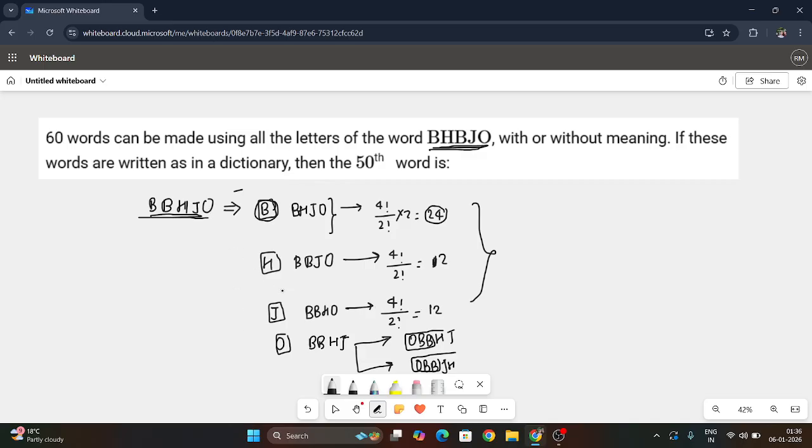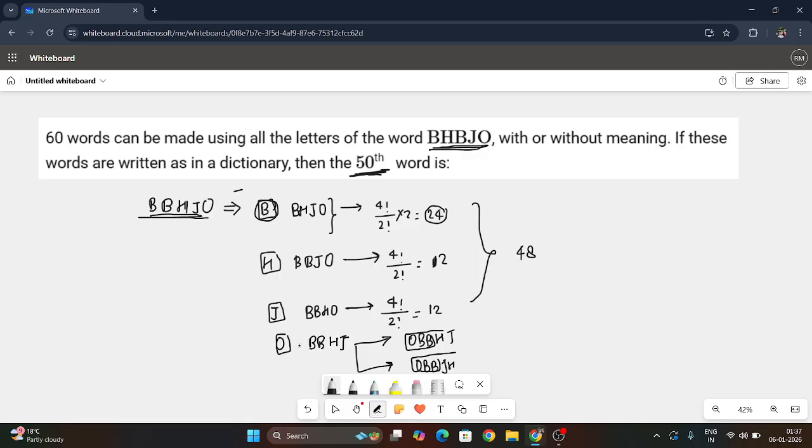After the J, O is coming, so fix O. And now if you add this 24, 12 and 12, it is going to be 48. And what do we want? We want the 15th word. Okay, so it means we have to add two more. So this is O, B, B, H, J. If O is fixed and then if you solve 4 factorial by 2 factorial, it is going to be 60. So we have now to find up to the 15th word.